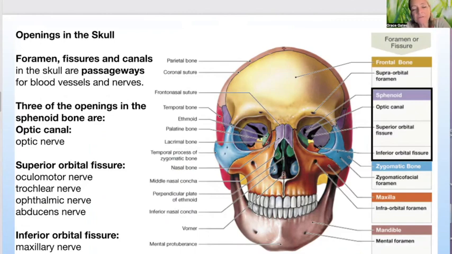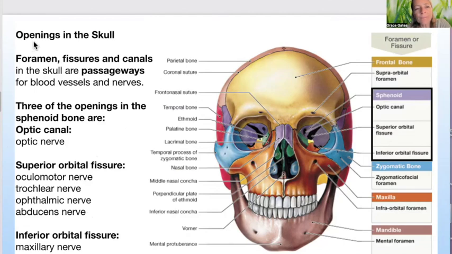Three of the openings in the sphenoid bone are the optic canal that the optic nerve goes through, and the superior orbital fissure that the oculomotor nerve, trochlear nerve, ophthalmic nerve, and abducens nerve go through, the inferior orbital fissure that the maxillary nerve goes through. So that's just three of the openings in the sphenoid bone picked out for your enjoyment: the optic canal, the superior orbital fissure, and the inferior orbital fissure.